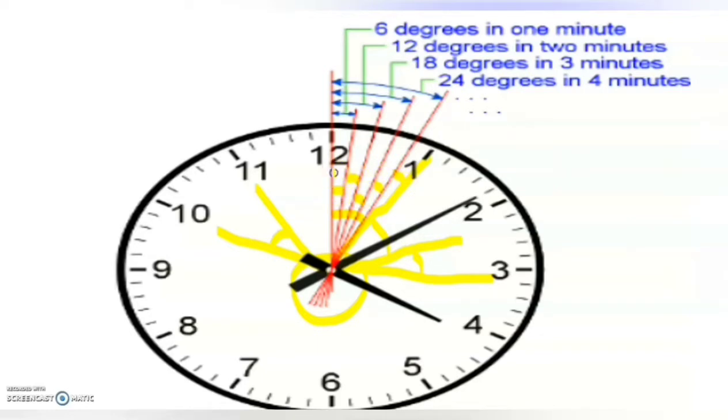Now what is this angle then? 6 plus 6, 12. Then we have 18, then 24, and 30 as shown above. So each minute counts to 6 degrees and each hour counts to 30 degrees. These are the two very important things which may be asked in the exam. So you have to remember that between any 2 minutes the angle is 6 degrees, and between any 2 consecutive hours the angle is 30 degrees.